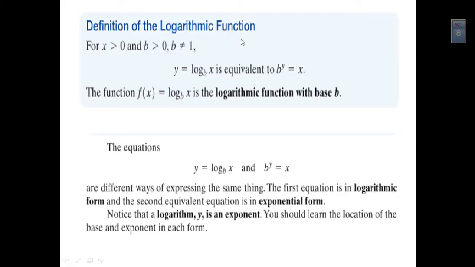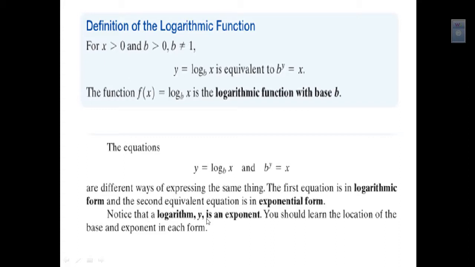Now, the definition of the logarithmic function says, for x that is greater than 0 and b that is greater than 0 but not equaling 1, y equals log base b of x is equivalent to the expression b to the y power equals x. The function f of x equals log base b of x is called the logarithmic function with base b. Here's the thing, you've got to remember this. The equations are different ways of saying the exact same thing. The first equation is in logarithmic form, the second is in exponential form.